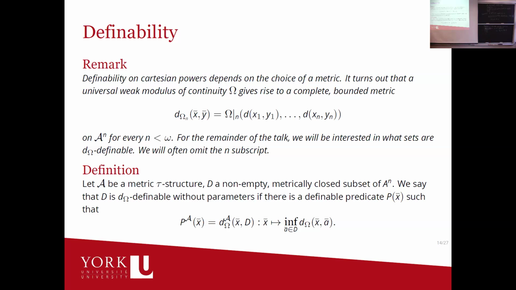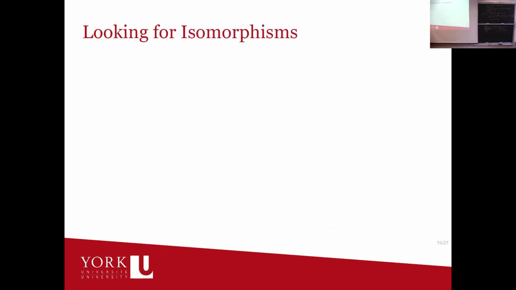Now the first punchline that I had at the beginning is that for any tuple, the automorphism orbit, or rather its metric closure, is definable. So given any point, I can tell you how close you are to some image of A by an automorphism. So how do we get there? Well, we need to look for isomorphisms. How can we build isomorphisms of a separable metric structure?